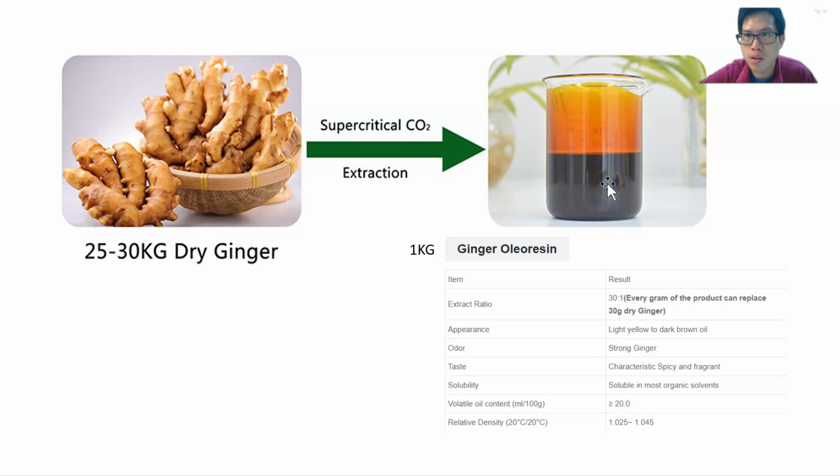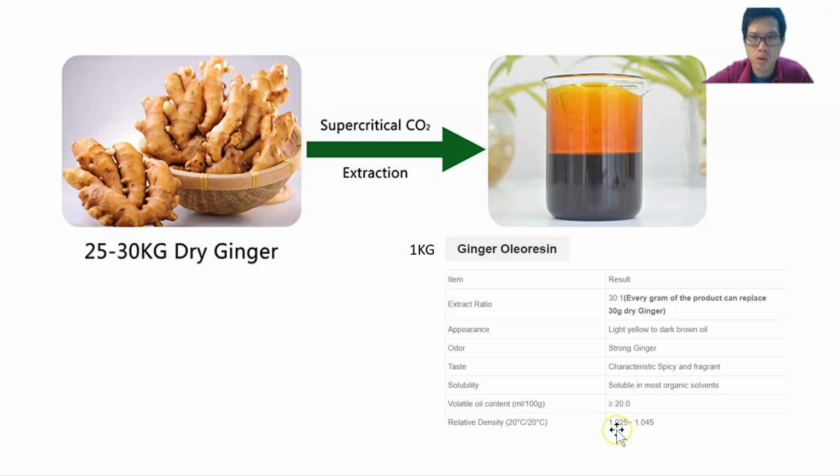Commercial products love to use this because one thing is the transportation fee. If you buy this from the supplier, you can save a lot on transportation, and also the dilution effect on your recipe is going to be very little, which means you can still retain or adjust your recipe accordingly. See, very strong ginger taste. Spicy, fragrant, soluble in most organic solvents. Volatile components very concentrated, and the density is slightly more than water, so it's heavier than water.